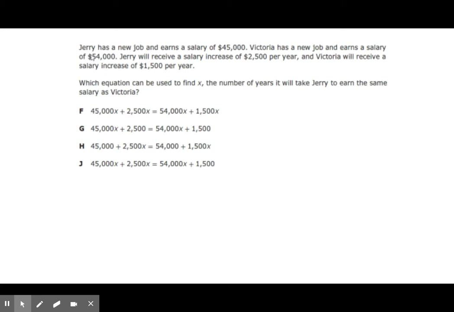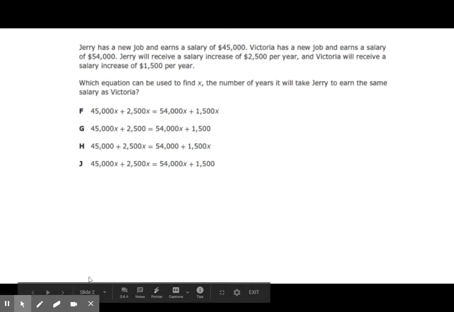So we've got Jerry. He has a new job and earns a salary of $45,000. Victoria has a new job and earns a salary of $54,000. Jerry will receive a salary increase of $2,500 per year, and Victoria will receive a salary increase of $1,500 per year. Which equation can be used to find X, the number of years it will take Jerry to earn the same salary as Victoria? Okay, and then we've got a list of equations here.